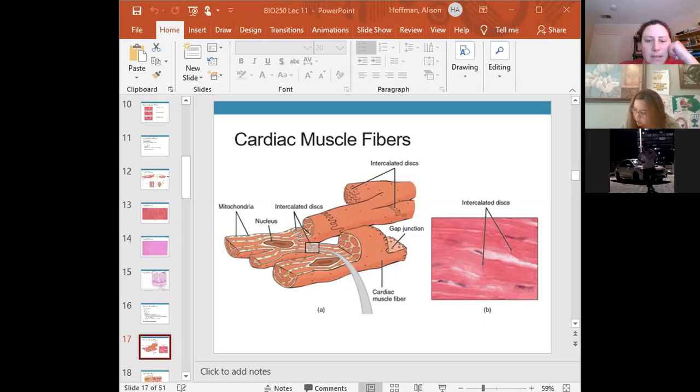Okay, so the next one is about the motor nerve varicosities in smooth muscle. But the last question I got was reviewing the steps of the contraction cycle. So let me do that one first, and then I'll do the smooth muscle.